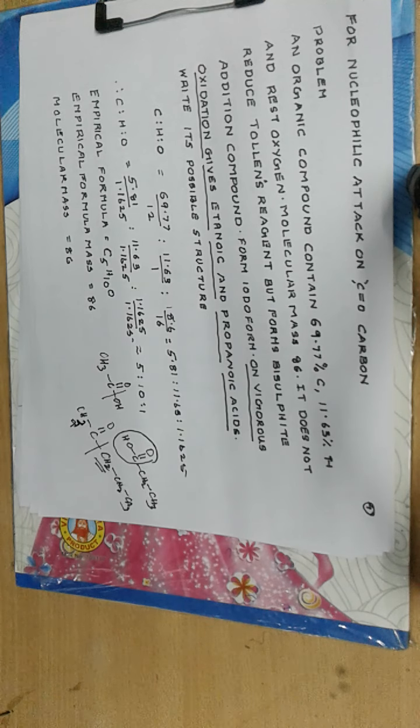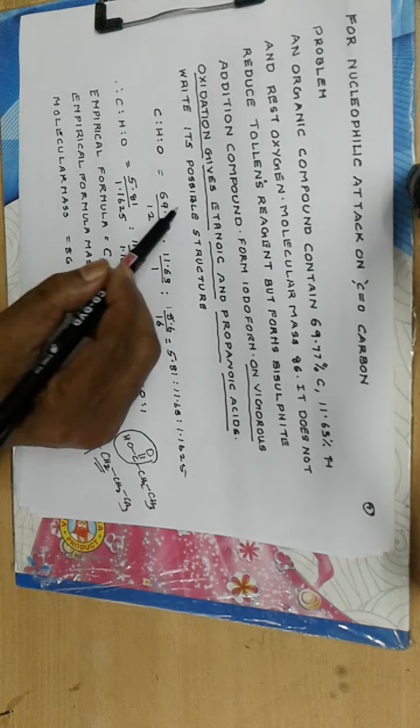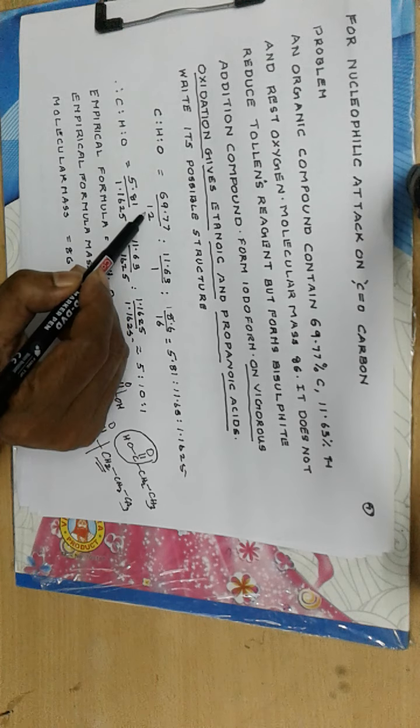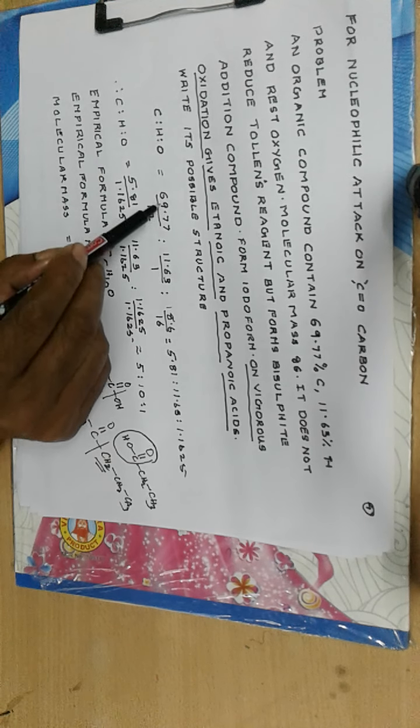Then a problem: an organic compound containing 69.77% carbon and 11.63% hydrogen and the rest oxygen. So the percentage of oxygen is 100 minus 69.77 minus 11.63, which gives 18.6. Now we can find the empirical formula by dividing the percentages by the respective atomic masses.